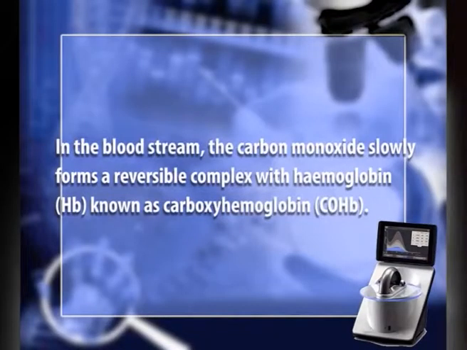In the bloodstream, the carbon monoxide slowly forms a reversible complex with the hemoglobin known as carboxyhemoglobin. The presence of carboxyhemoglobin in the blood decreases its oxygen carrying capacity and hence reduces the availability of oxygen to the blood tissues, resulting in tissue hypoxia. It may even lead to death, which can be explained as follows.